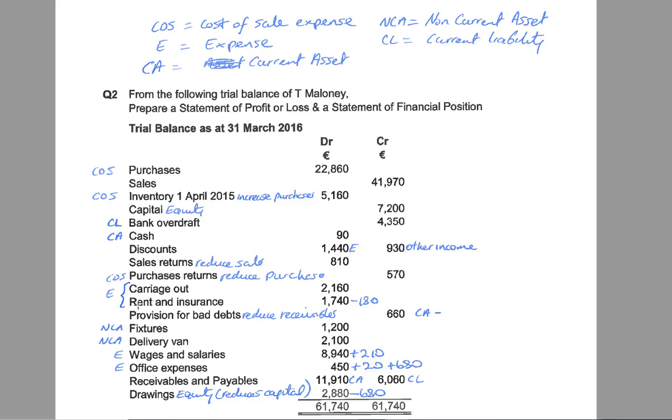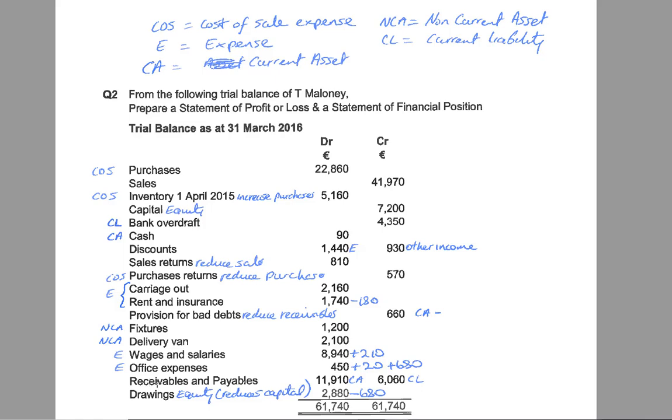Carriage out, rent, insurance are expenses. Provision for bad debts reduces receivables. So receivables is a current asset, so you'll have current receivables minus 660 in your current assets. Fixtures and delivery van are assets, but they're long-term assets. They'll be there in over a year's time, you'd expect. So non-current assets.